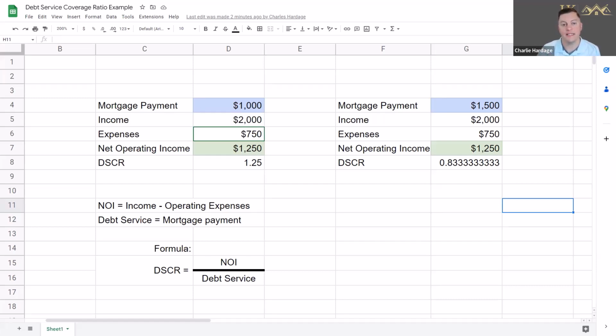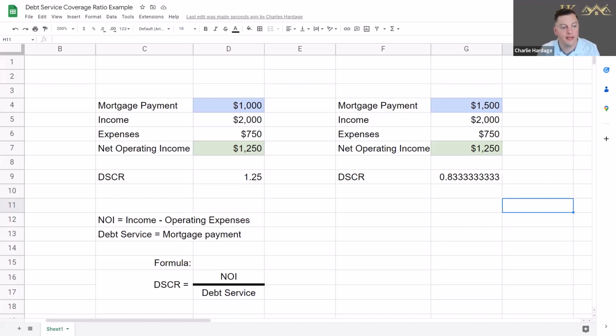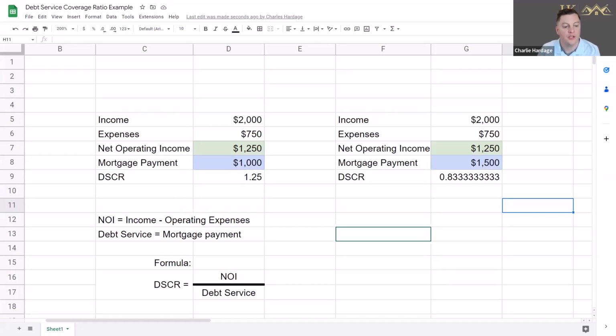The lower the DSCR, the more risky the investment is, because if something were to happen, maybe one of the units isn't rented for a long time, this 1.25 can quickly drop. And so most lenders do look for at least 1.25. That means at the end of the month, and what I should probably do here is make this look a little better and show that you always want this net operating income right here. You want the net operating income to be higher than the mortgage payment.